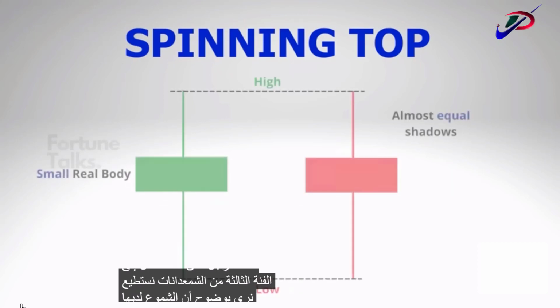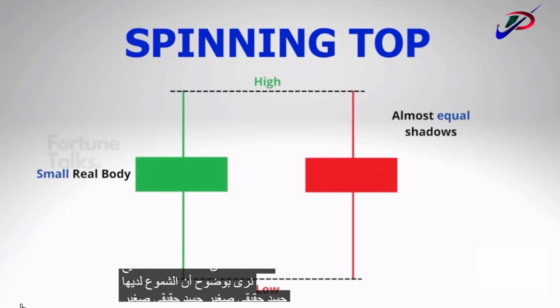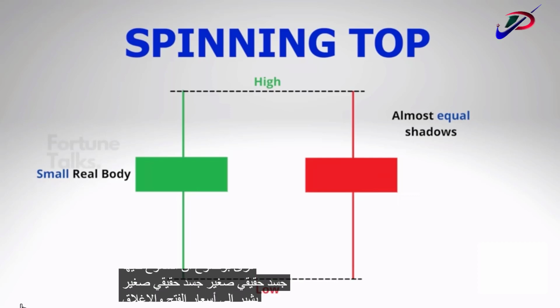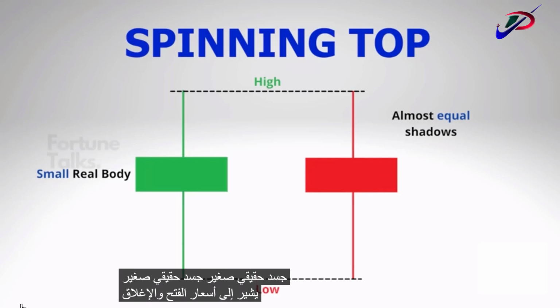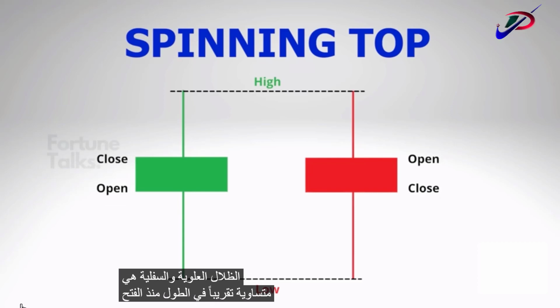Now let's move to the third category of candlesticks. We can clearly see that the candles have a small real body. A small real body indicates the open and close prices are quite close, as we have discussed so far. The upper and the lower shadows are almost equal in length. Since the open and close prices are close to one another, the color of the candle doesn't really matter.